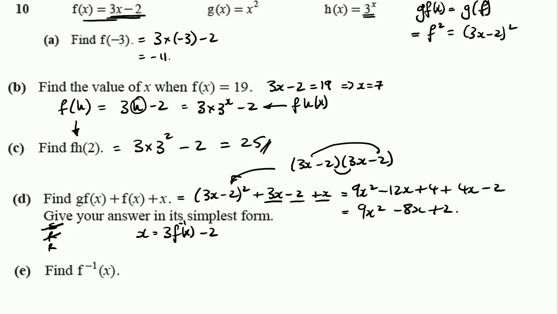And I'd start, as always, by getting rid of that 2 to the other side. So 3 f inverse of x equals x plus 2. Then I'm going to divide by 3 everywhere to cancel out that 3, which means f inverse of x equals x plus 2 over 3.